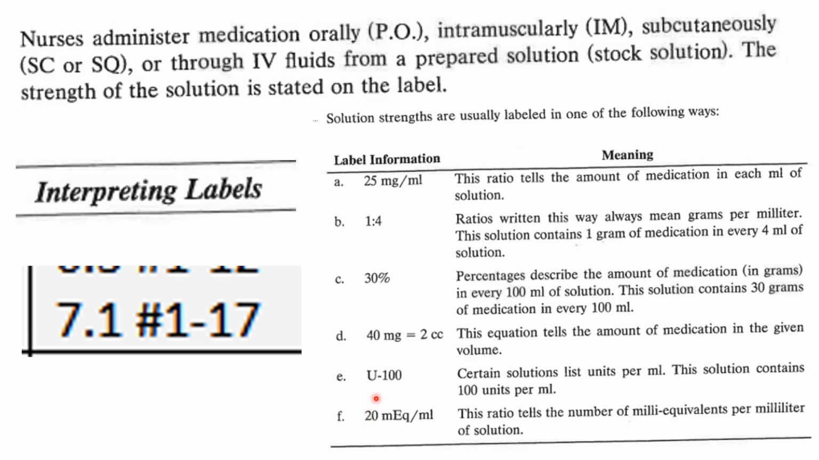Sometimes it is shown as specific units. U100, certain solutions list units per milliliter. This solution contains 100 units per milliliter. More about this later. And 20 milliequivalents per milliliter. This ratio tells the number of milliequivalents per milliliter of solution. Again, more about this later. For now, you should read section 7.1 and have attempted problems 1 through 17 as the syllabus directs.